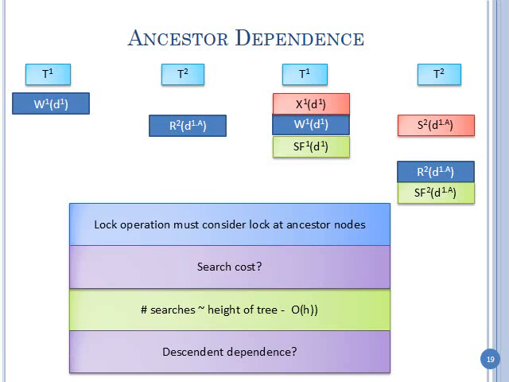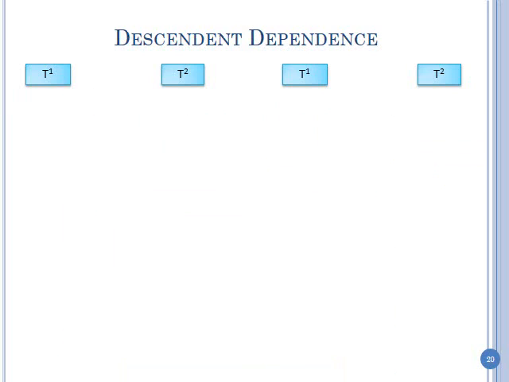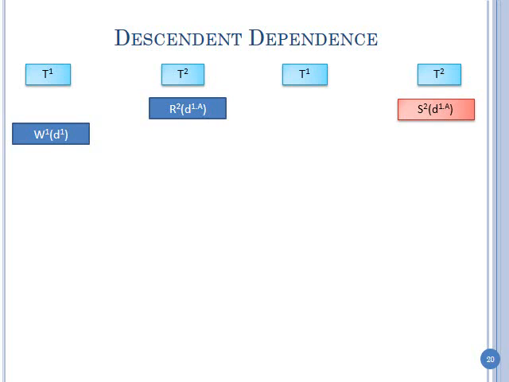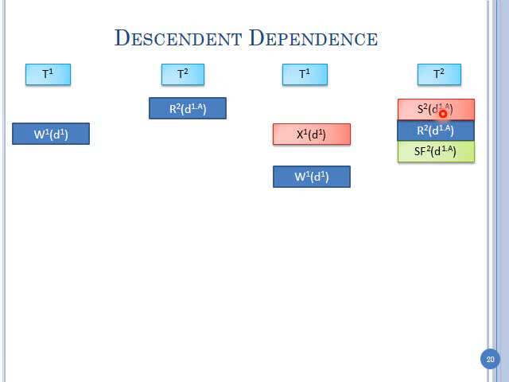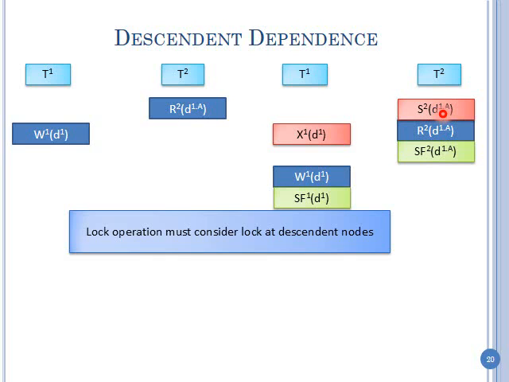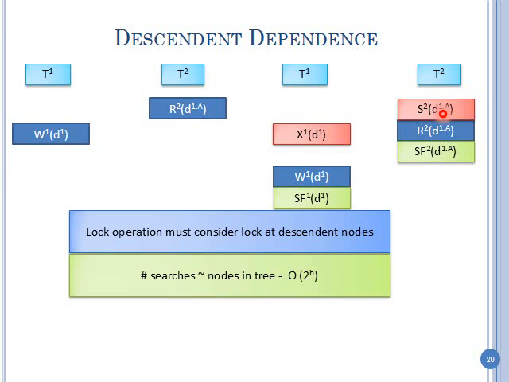What might be bad is if there's descendant dependence. What if this guy got this lock first, and this guy does the write later? So he went and read 1.A. This guy wrote D1. So this guy went and got a shared lock on 1.A, and this guy tries to get an exclusive lock on D1. It shouldn't be given, right? Because the descendant has that lock. So lock operation must consider locks at descendant nodes, and that's a much larger number of nodes to consider.